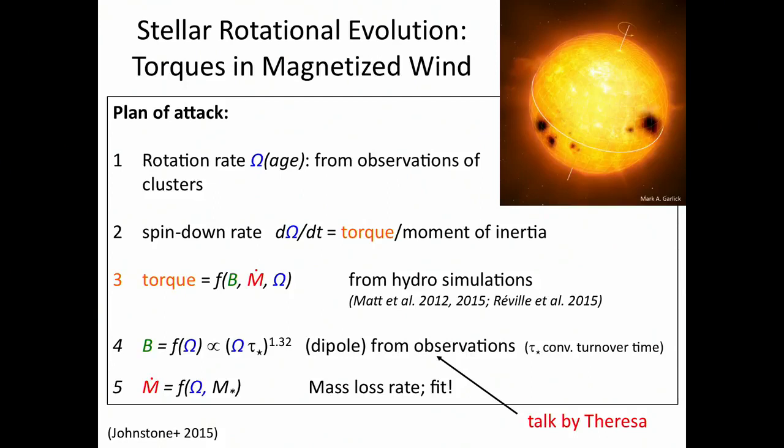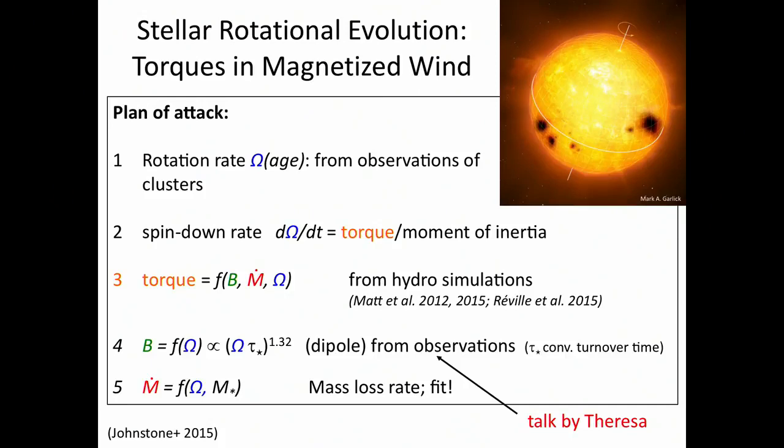The spin down rate, once we have this, the spin down rate is d omega over dt. That's torque over moment of inertia. That's just basic physics. The moment of inertia of a star we can calculate from internal structure models. The torque, that's a difficult one. If you have magnetic fields and the wind flowing away from a star, the torque must be a function of the magnetic field itself. If you don't have any, you don't have torques.